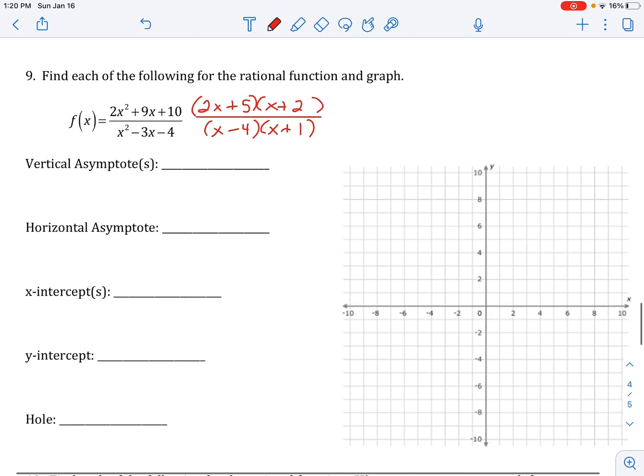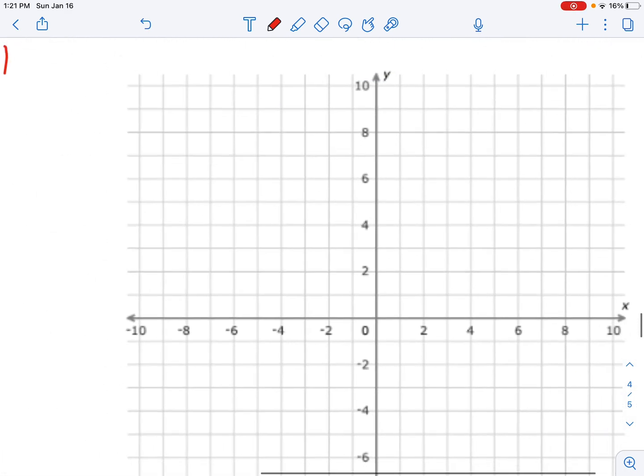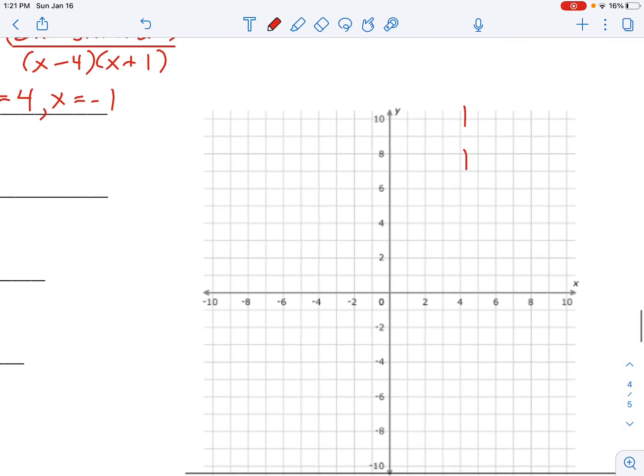Okay, so when you graph them, the first thing you want to start with, I think, are the asymptotes. So we have a vertical asymptote at x equals 4 and x equals negative 1. So I'll write those here and put those on the graph. So there is one vertical asymptote at 4 and one at negative 1.